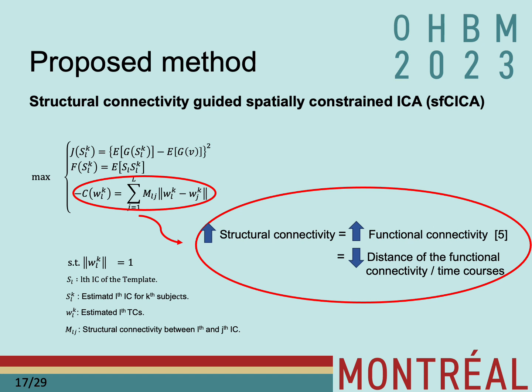Here are the mathematical formulations for our model. The first two objectives work on independent and spatially informed components. In the third one, we propose to minimize the distance of the time courses based on structural connectivity weights. The distance of time courses is another interpretation of the functional connectivity. It means where structural connectivity is strong, the distance of the time courses should be minimized, so the functional connectivity is maximized.